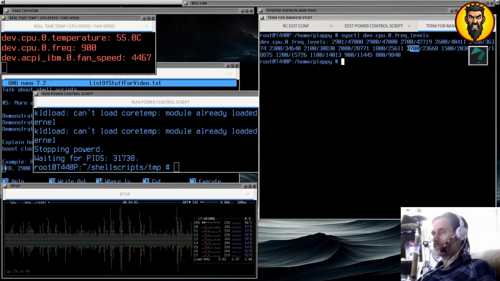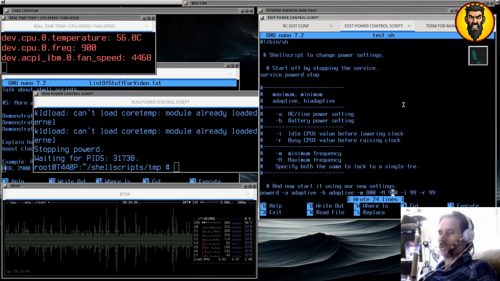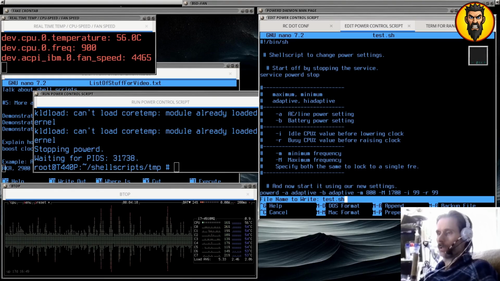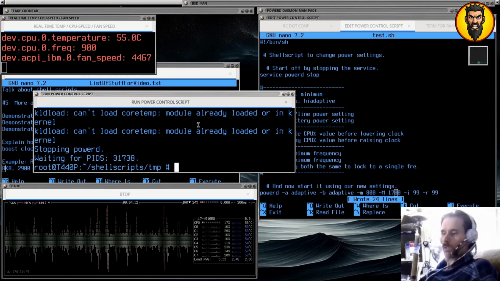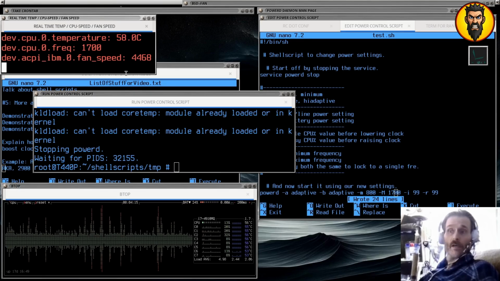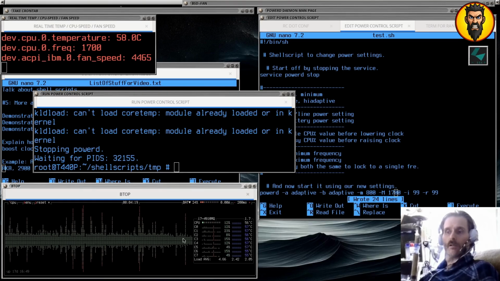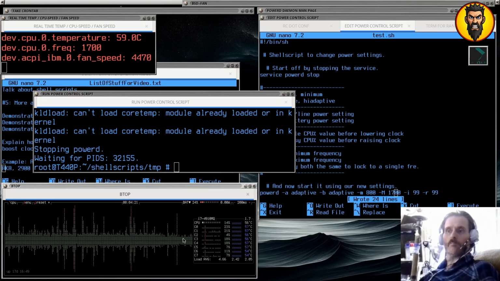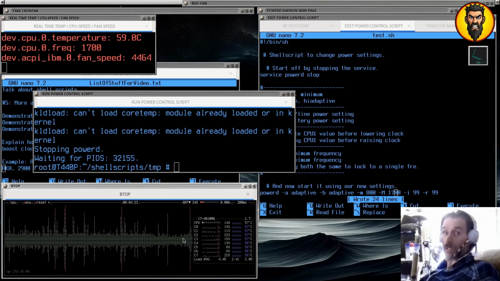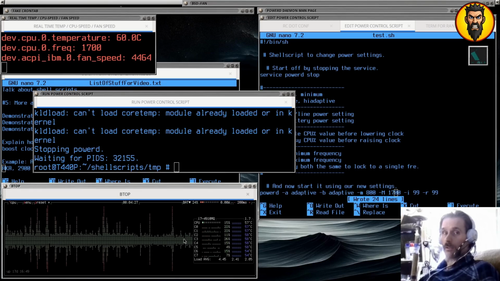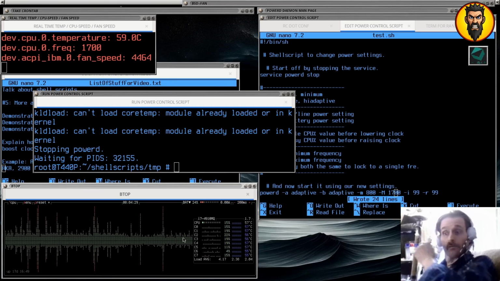So 1700 is an option. Let's try 1700. Make sure we output a buffer. Run that script again. And bam, 1700. Now watch what happens here. You'll notice that as soon as I change that, it looks like the load drops on our box. And it kind of does. We have more free clock cycles.